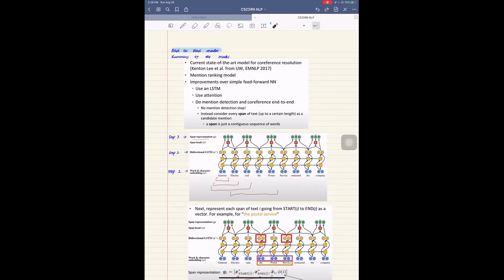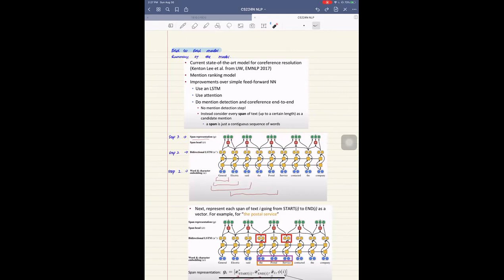Because sometimes we do need to find some subsequent word which can be linked to a previous word, but it could be the reverse. Okay, so the next step is we are going to encode the outcome of the LSTM a little bit more using span representation. For example, General Electric, we put those words together and make it a span, then we encode that. Or, for example, the postal service, those 3 words can be put together as a span, then we encode that.